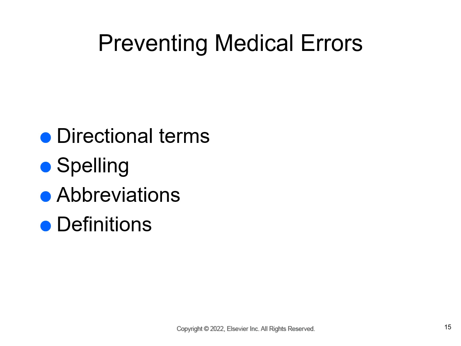To reiterate, why are we using all of these very specific terms? It is to prevent medical errors. So directional terms will tell you which way to go when looking for a structure or a growth. Spelling is extremely important. We'll see in the next few slides the difference that one letter can make. Abbreviations, we have accepted abbreviations and then abbreviations which are not recommended to be used. And then definitions, we want to know what do all these terms mean.